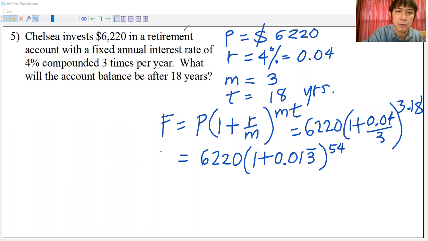All right, so let's compute. This will now be 6,220 times the quantity 1.01 and then repeating decimals, and then raised to the power 54. And we have something like 12,717.